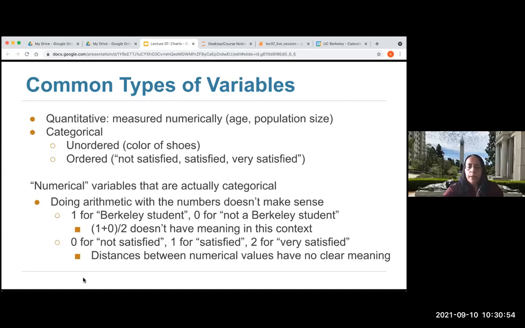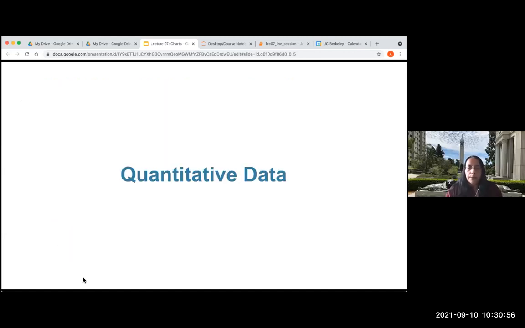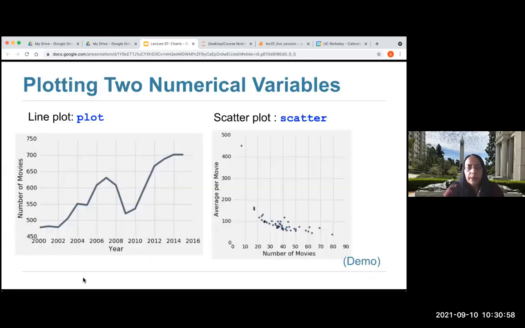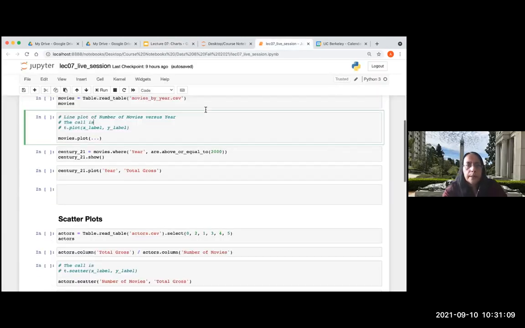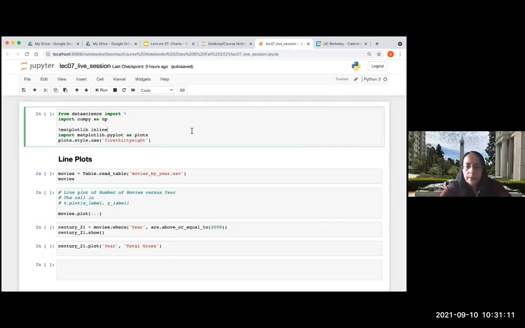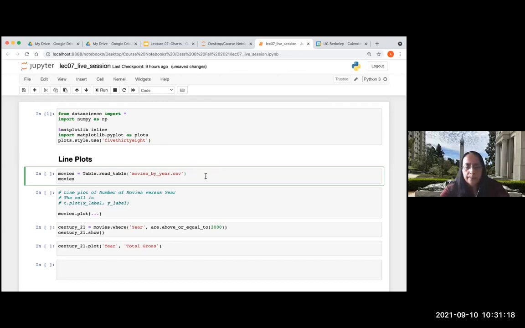Okay, so what we'll do is we'll start by looking at quantitative data. And there are two kinds of plots that you are, I think, used to seeing. One is a line plot and the other is a scatter plot. And now I'm going to try a demo. Run the cell. Okay, it's Friday. We're going to the movies. Every single example today is going to be movies.